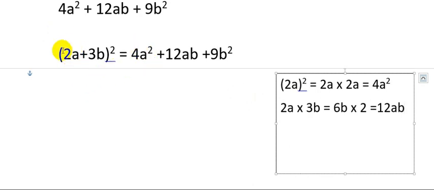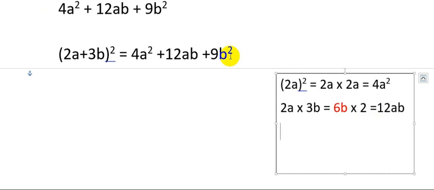First, we take the square of the first term. In order to write the second term, we take the product of the two terms, which means 2a multiplied by 3b. Again, that answer we multiply by 2. We double it. So we get 12ab. So that is the middle term.